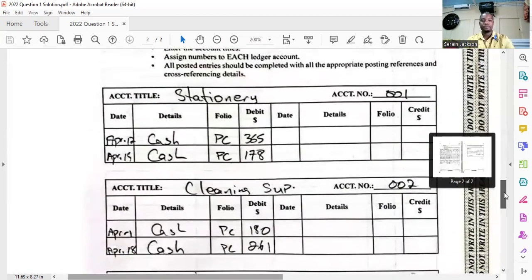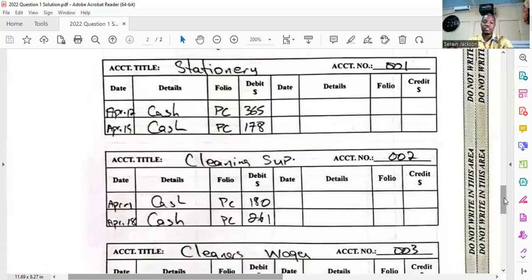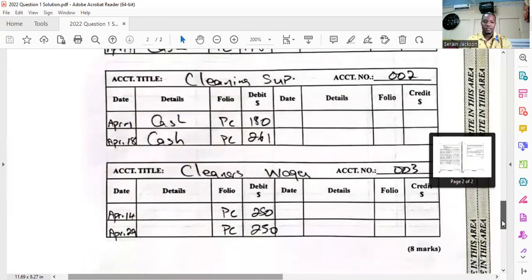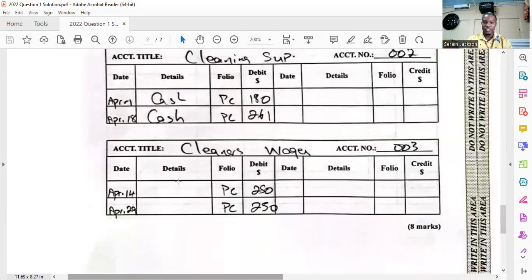And so for stationery, we just put in the transactions that related to stationery. So you have the information here on the debit side. Cleaning supplies, and for cleaning wages. So here you should have cash. I don't know why it didn't scan properly, but it was written in cash, should be in the details section. So this is very simple enough for 8 marks. All they are trying to see is if you understand double entry principles. And this was very, very easy.